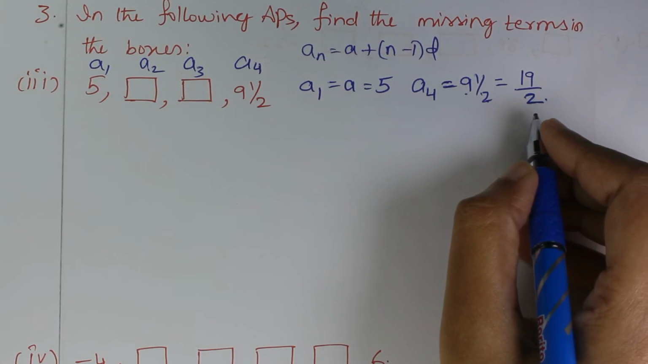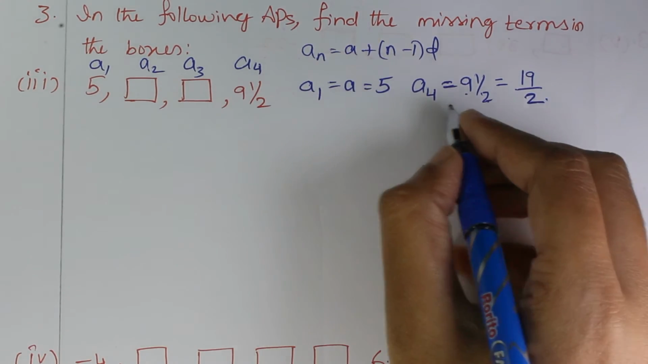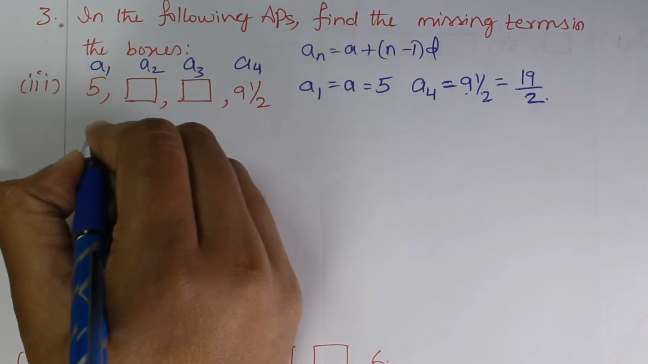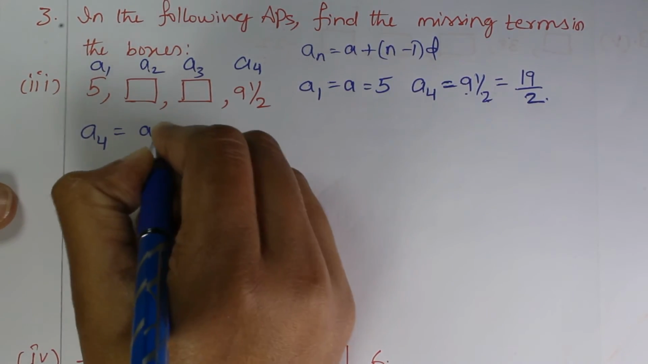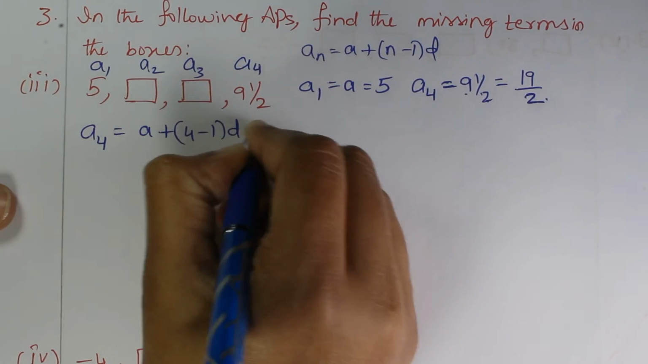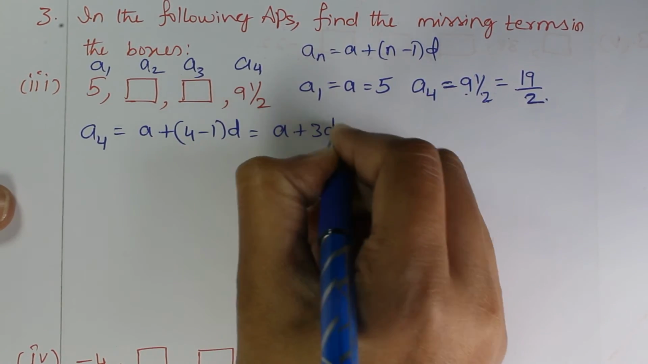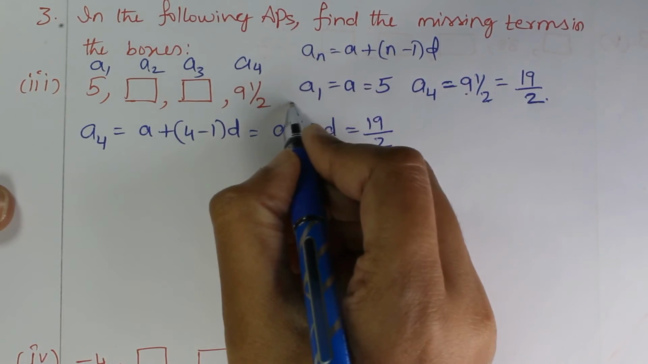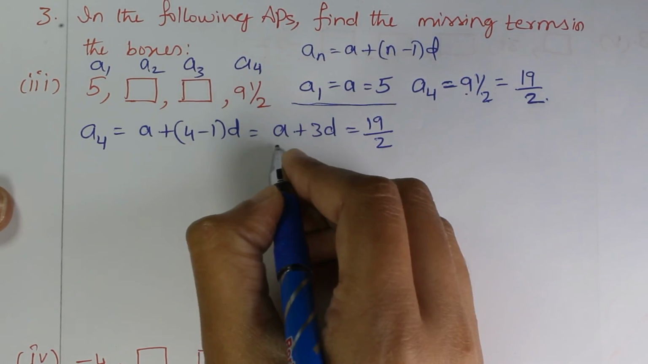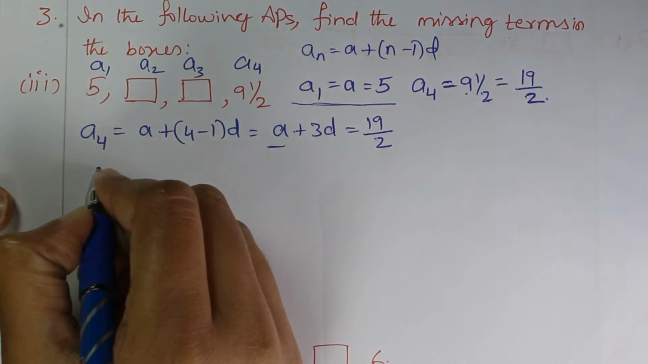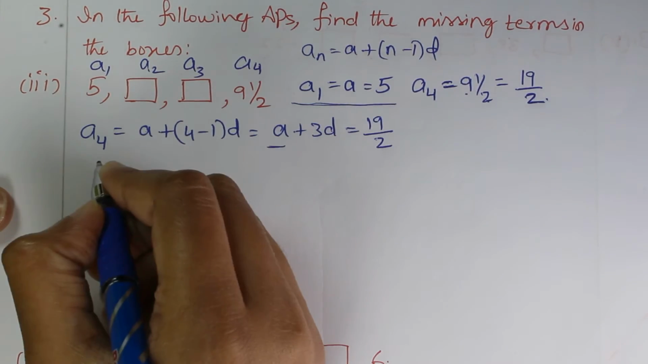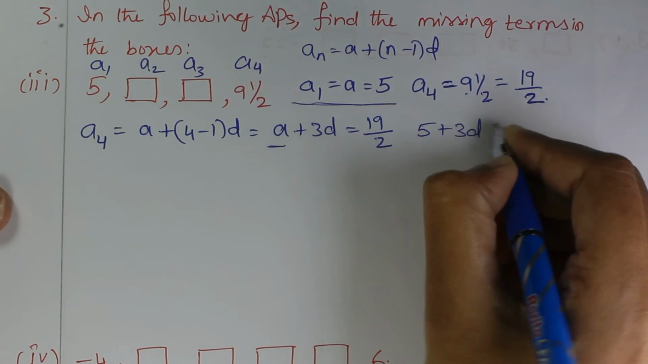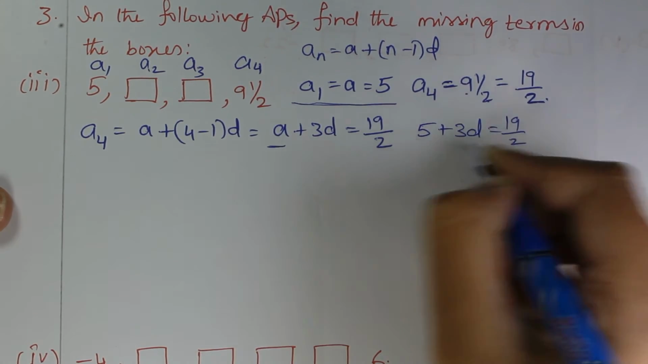Now I have the values of A1 and A4, and I have to find out A2 and A3. What is A4? A4 is equal to a plus (4 minus 1) into d, that is equal to a plus 3d, which is equal to 19 by 2. I know the value of a, right? A1 is equal to a, which is 5. So I'll substitute 5 here. 5 plus 3d is equal to 19 by 2.